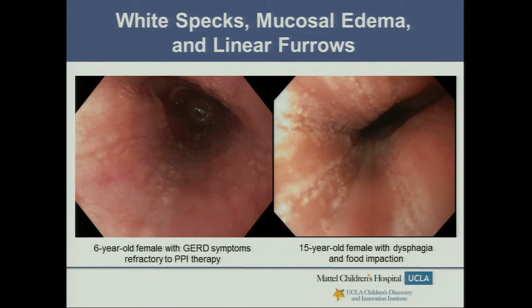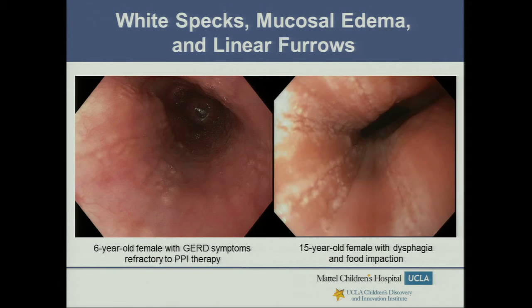What we don't like to see is something like this. These are a couple pictures from 2 of my patients with EoE. You can see here that these patients have white specks in the esophageal mucosa. They have mucosal edema, which is seen in these linear furrows that really are not there in patients with normal esophageal mucosa.